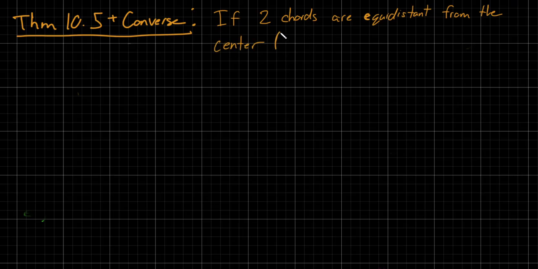And then our parentheses again, or center of a congruent circle. And again, converse. So let's do an if and only if symbol. So double arrows. Then the chords are congruent.